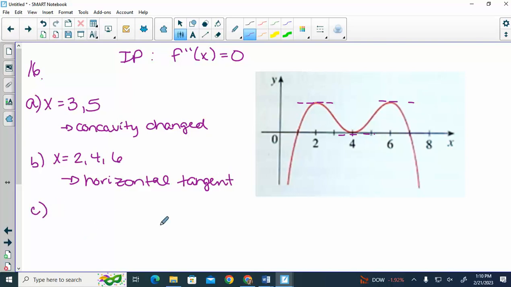C. Let's say this is the second derivative. So if I'm looking at the second derivative, inflection points are where the second derivative is 0. So where is this graph 0? At 4 and 1 and 7. My reason is just that's where the graph was 0.